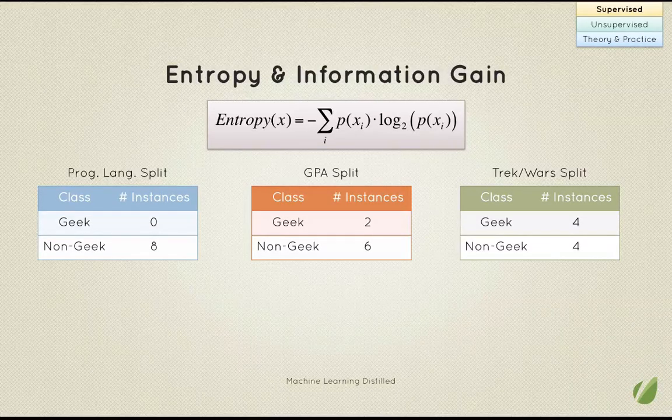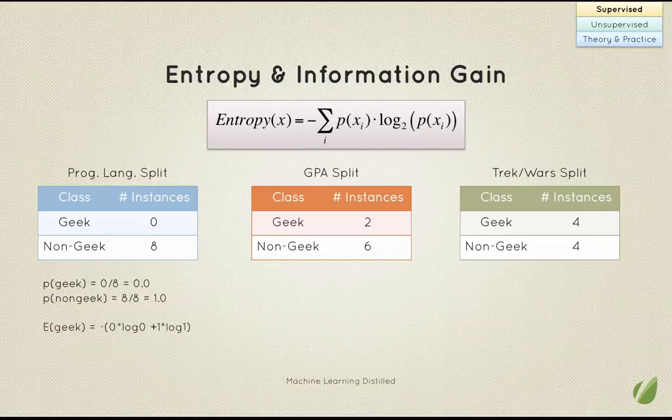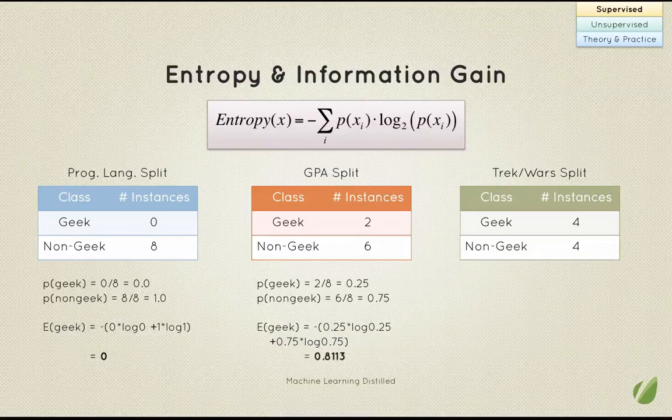All right, well, let's compute entropy using this data. In programming languages, we compute P of geek, which is 0 out of 8. The probability of non-geek is 8 out of 8, which is 1. This is the formula for entropy for the geek, non-geek using programming languages split, and that reduces to 0. Let's do the same thing with GPA, where the probability of geek is 2 out of 8. Probability of non-geek is 6 out of 8. Substituting that in the formula, we get this value 0.813.